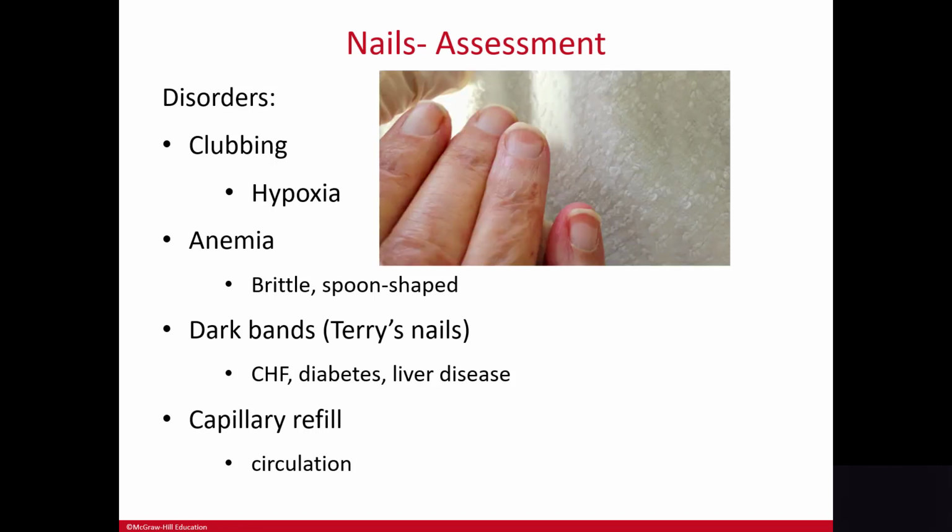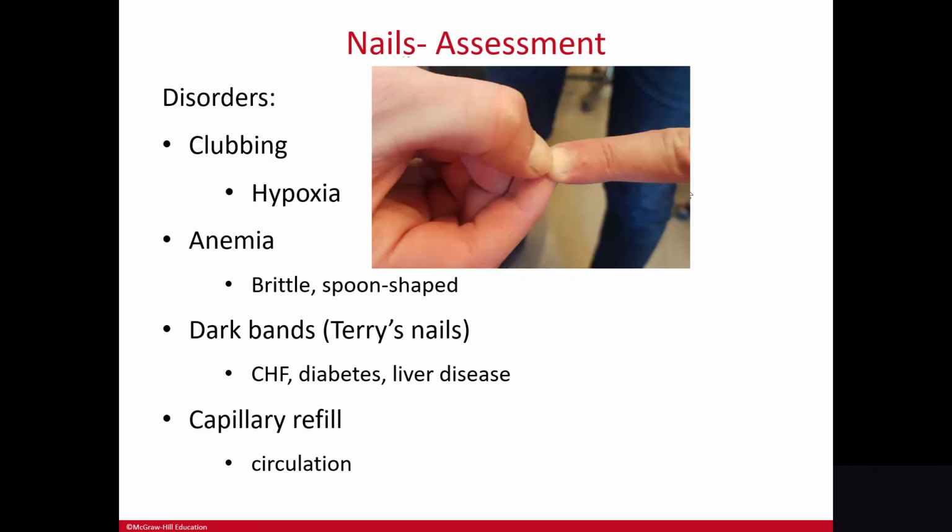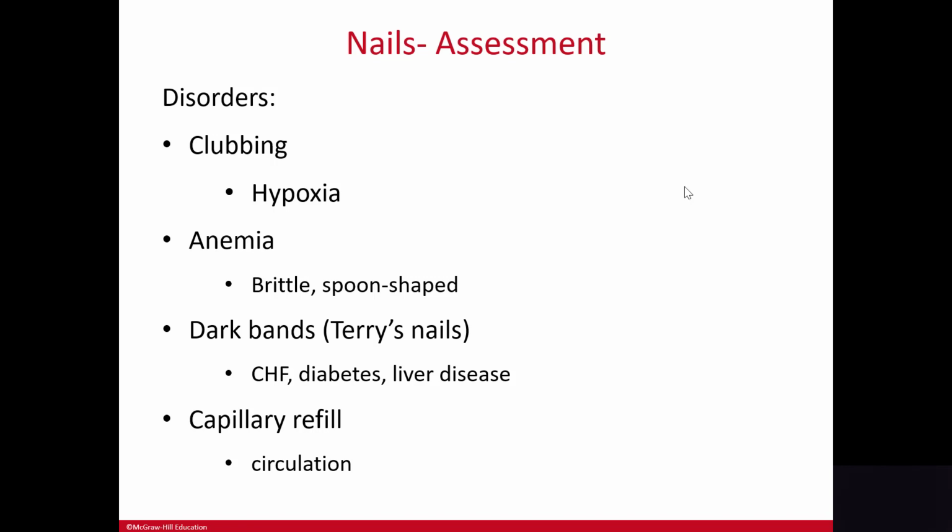Dark bands along the tips of the nails, we call that Terry's nails, can indicate congestive heart failure, diabetes, or liver disease. We can also assess circulation by pressing on the nails. We look for something called capillary refill. We press on the tips of the nails and see how long it takes for the white to turn back to pink. If it's delayed, then the person's circulation may be impaired.